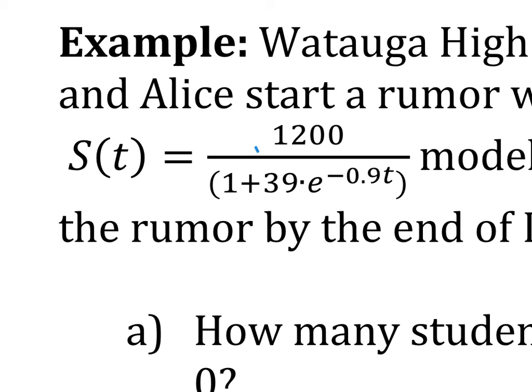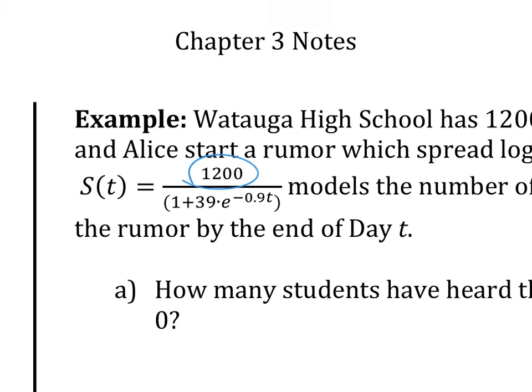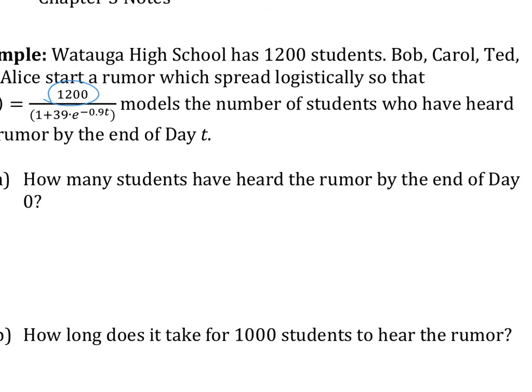Now this is a logistic function, so I want to dissect it a little bit for you. Why is there 120 on the top in the numerator? In a logistic function, what does that 1200 represent? That is the cap to growth, right? Why is it 1200? Because there are only 1200 students, so you can only spread to 1200 students.